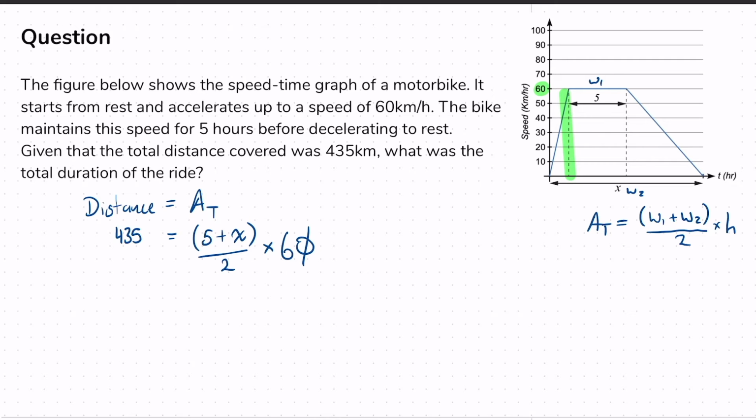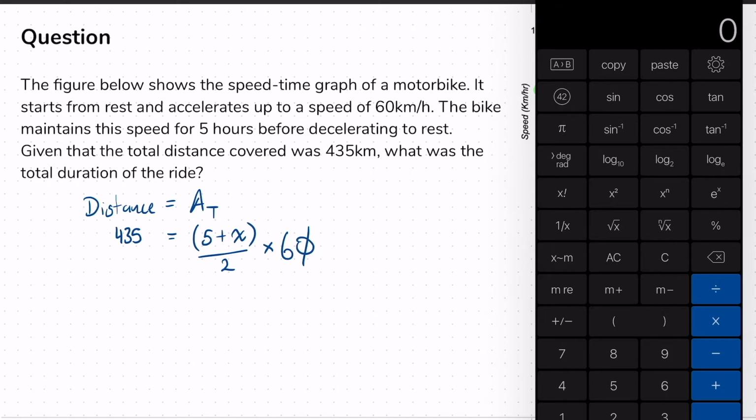All right, first thing I want to do: this is a linear equation now, so I'm just going to pull that over here and come back to that graph later. I'm going to move the 60 over, 435 divided by 60 is 7.25. Times it by 2. Subtract 5 from it. 9.5 is equal to x.